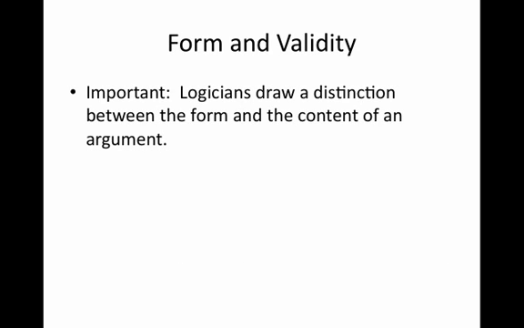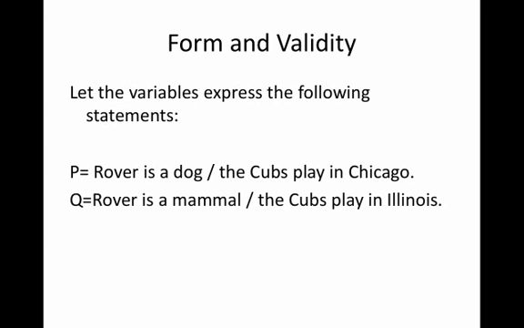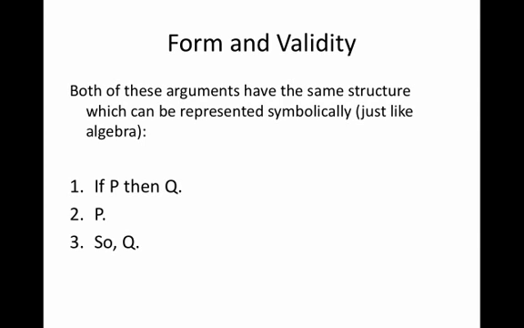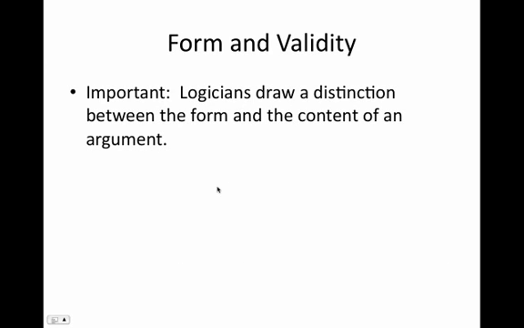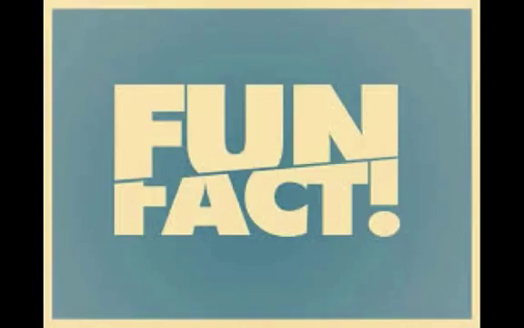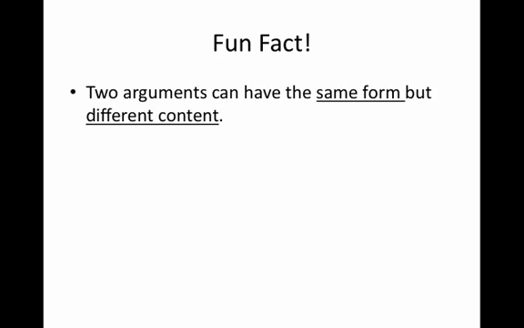Well, this is important, and this leads logicians to draw a distinction between the form and content of an argument. Here's the content. Rover's a dog, Rover's a mammal, Cubs play in Chicago, Cubs play in Illinois. That's the form of one argument. That's the form of a different argument. Okay? So there's a difference between the form of an argument, the structure the argument takes, and the content of the argument. Here's a fun fact. Two arguments can have the same form, but different content. Again, two arguments can have the same form or structure, but different content.